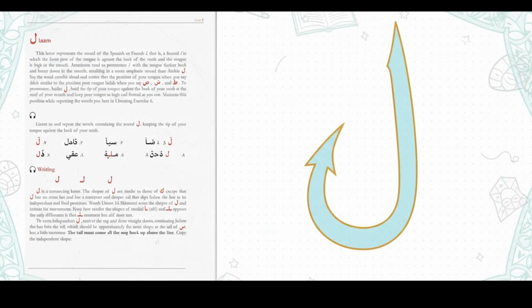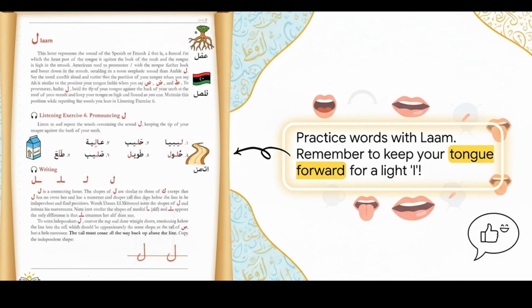It's got a long vertical line that goes below the line of writing. But here's the important part for the final and independent forms. That tail has to curve all the way back up and finish above the line. It kind of looks like a fishhook, doesn't it? Let's hear this light L in some words. Now as you listen, remember to keep your tongue nice and forward. Let's try them. Libya, Halil, Tawil, Khulul.